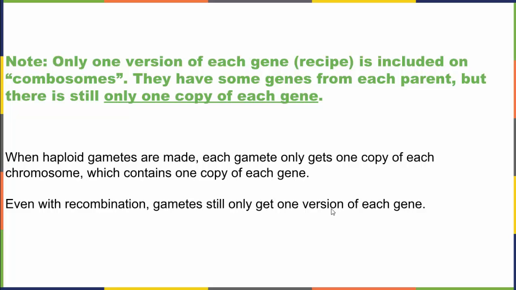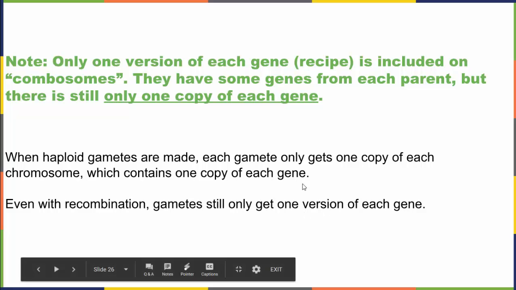You could make a gamete that has brown hair and a different gamete. We could make an egg cell that has brown hair. You could make a different egg cell that has blonde hair. But you're not going to make one egg cell that has the brown hair from your father and the blonde hair from your mother. So each gamete still only gets one version of each gene, which means that when you make a gamete, an egg cell or a sperm cell, half of your recipes get included and half of them don't get included, right? So for your hair color, if you had brown and blonde, and for your foot size, if you had big foot or little foot, only one of each of those recipes gets included and half of them don't get included.